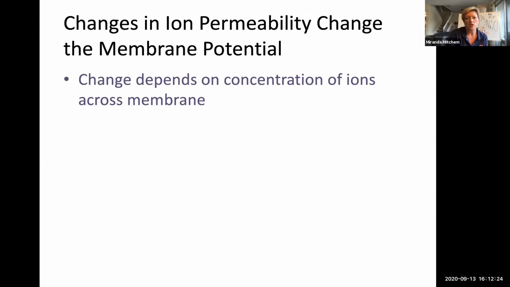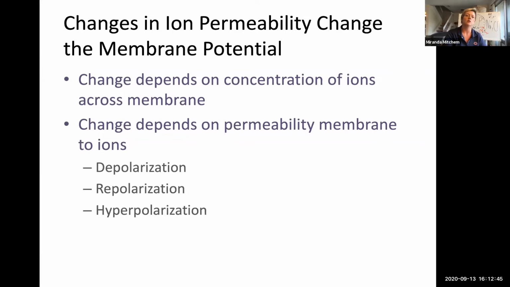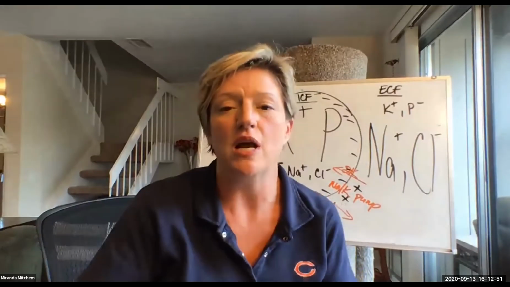So the changes depend upon the concentration of ions, but that also is dependent upon the permeability of the membrane to that particular ion. I mean, if there's no channel for it to move through, it can't move, and then it can't change it, right? So the terms are depolarization, repolarization, and then a hyperpolarization. All right, that actually wraps us up for chapter 5.